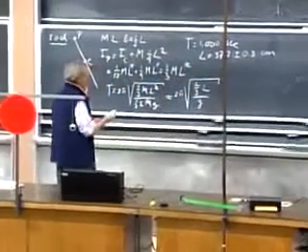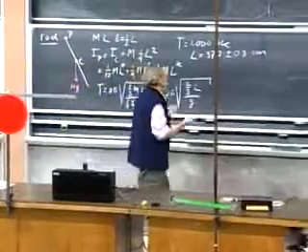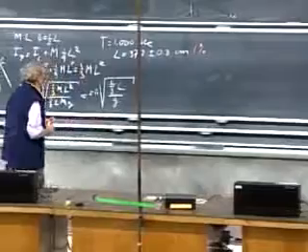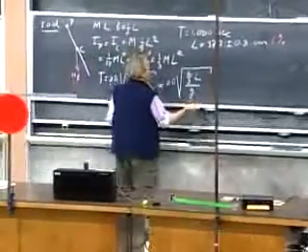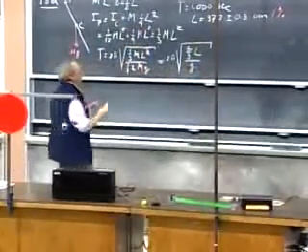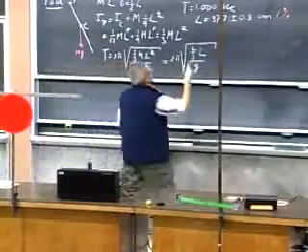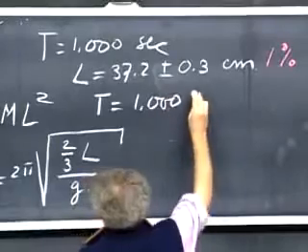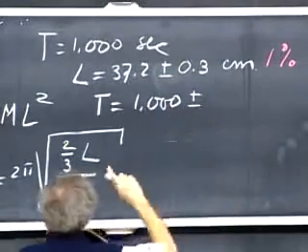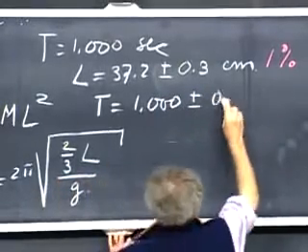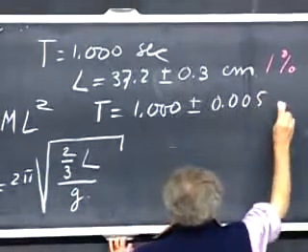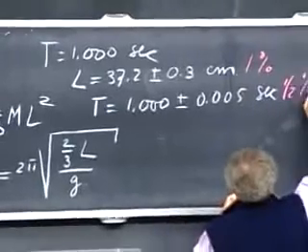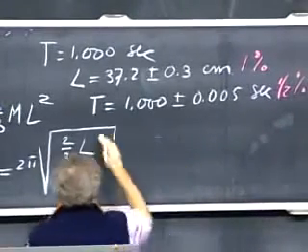That is an error of 1 part in 370. Let's round that off. That's a 1% error in the length. Since the length is under the square root, the 1% error becomes 0.5% error. So the period that I then would predict is about 1.000 plus 0.5%, so that is 0.005 seconds. So that then has a 0.5% error. So this is my predicted period.